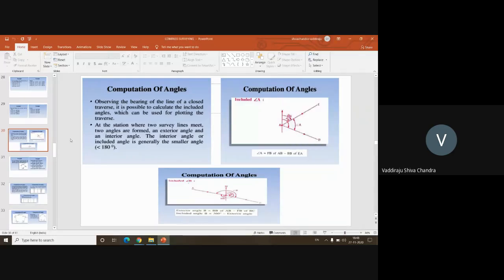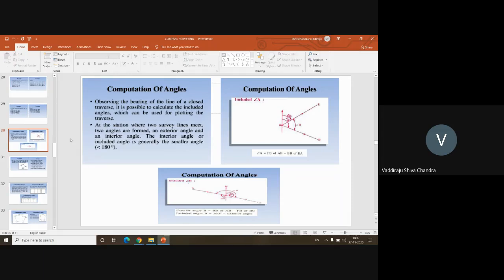Okay. So today we'll be seeing how we determine the angles when the bearings are given, whether the forebearing or back bearing is given, both are given, or only one is given. Then after that we'll try to solve two problems. Then we'll move to the magnetic declination part.